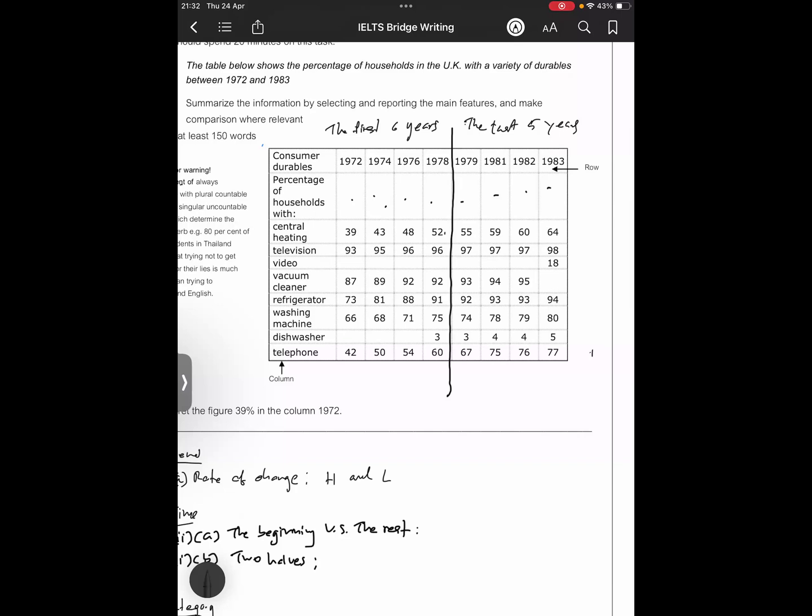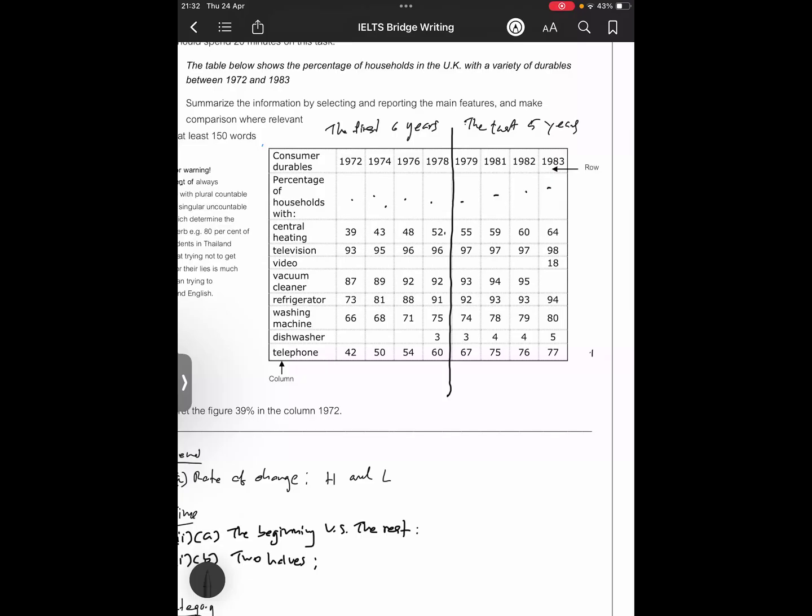So it never got overtaken by any other appliances. What about vacuum cleaner? Vacuum cleaner used to be at the top, right? But it seems to have a runner-up. Refrigerator, right? Okay. Now, vacuum cleaner maintained its status until 1982.